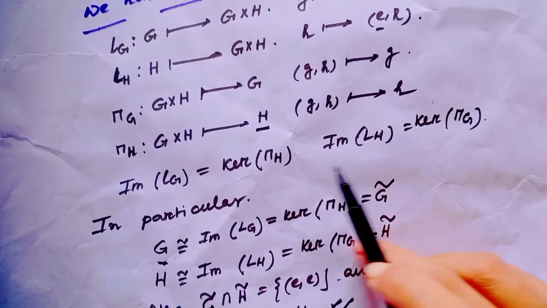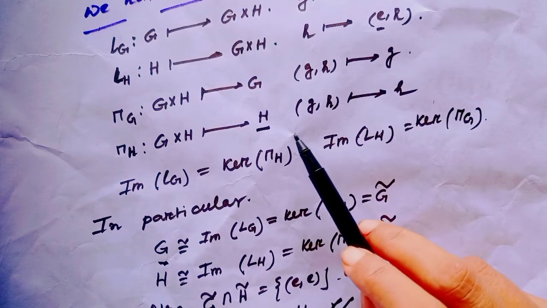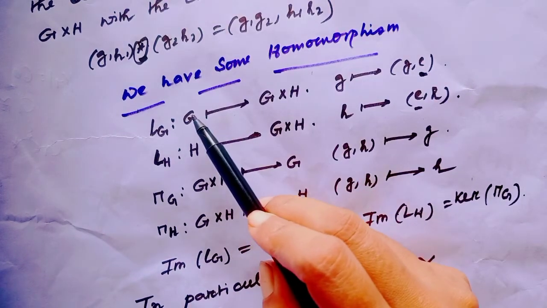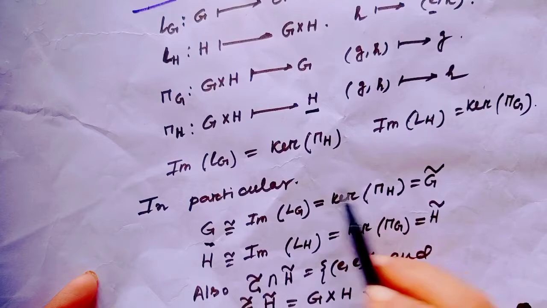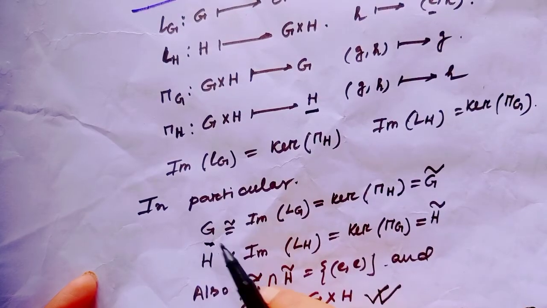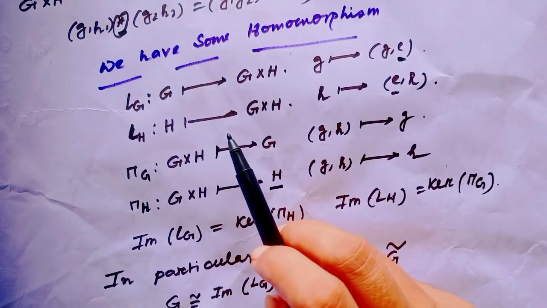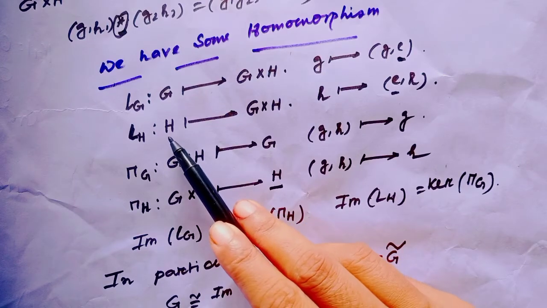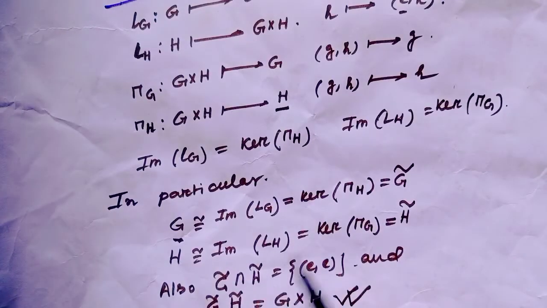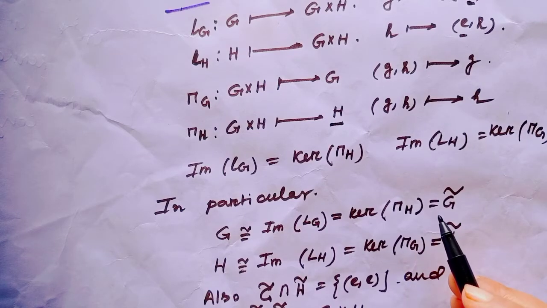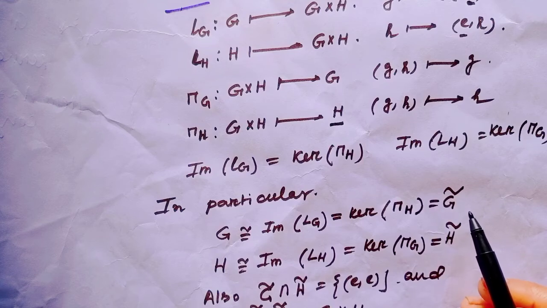Are you getting it? From these two relations we can tell that since the kernel of the projection map onto capital H is the same as the image of the inclusion map of capital G, this is isomorphic to capital G. Similarly, since the kernel of the projection map onto capital G is the same as the image of the inclusion map of capital H, this is isomorphic to capital H. And since these are both kernels of some homomorphism, they are normal subgroups, and I considered these normal subgroups G tilde and H tilde.